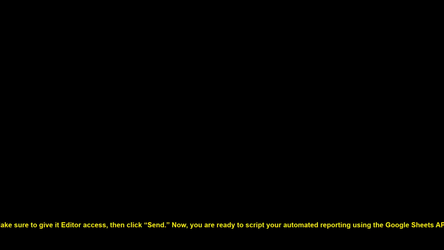Now, open your Google Sheets where you want to automate reporting. Click on the Share button in the top right corner. Enter the email address associated with your service account. Make sure to give it editor access, then click Send. Now, you are ready to script your automated reporting using the Google Sheets API.